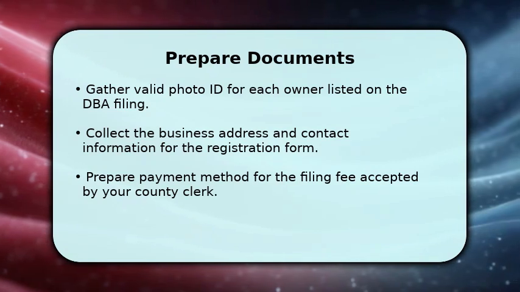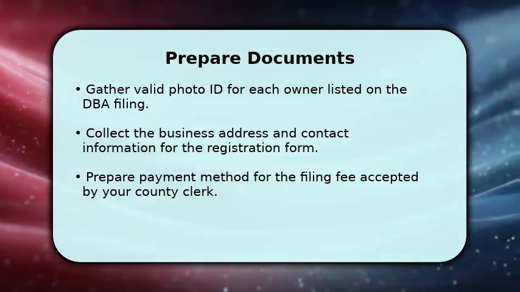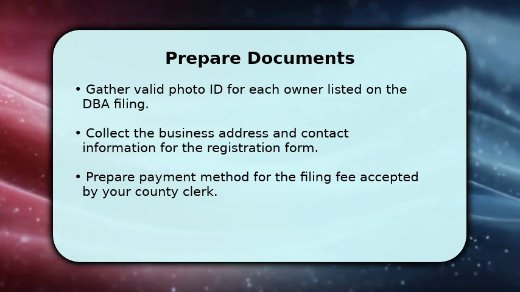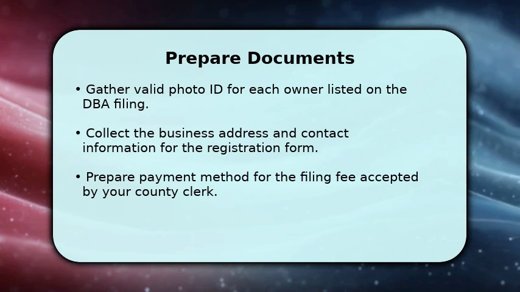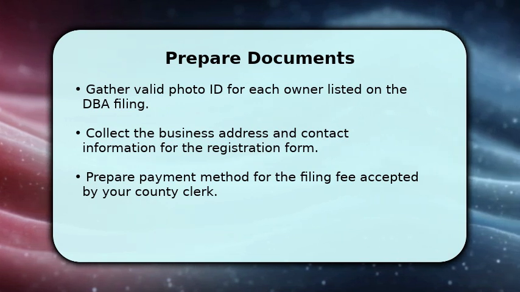To prepare your documents, make a checklist of items the county requires, including photo ID, proof of address, and any partnership agreements. Make sure names match exactly across ID and forms to avoid delays. Confirm acceptable payment methods and have a backup form of payment ready.